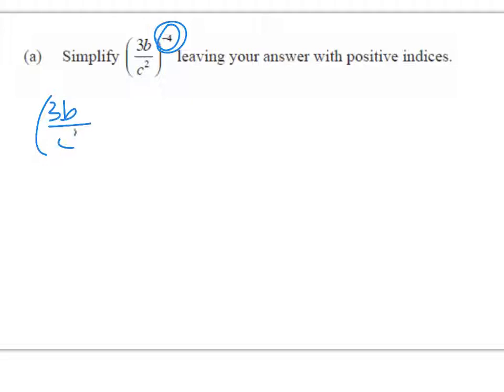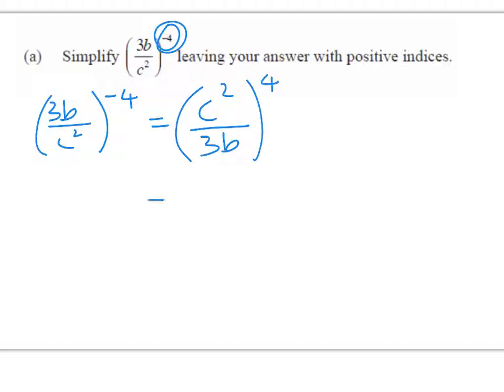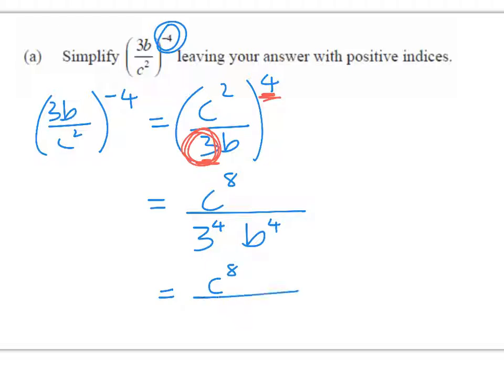So (3b over c squared) to the power of negative 4 equals (c squared over 3b) to the power of 4. So I'm going to do this in lots of wee steps. You might want to leave a couple out. So the numerator is going to be c to the power of 8. The denominator is going to be 3 to the power of 4 times b to the power of 4. So most of you will leave that line out, but if you're having trouble remembering what's going on, remember it's this number to the power of 4, not times 4. So that leaves us with our final answer, which is c to the power of 8 over 81 b to the power of 4.